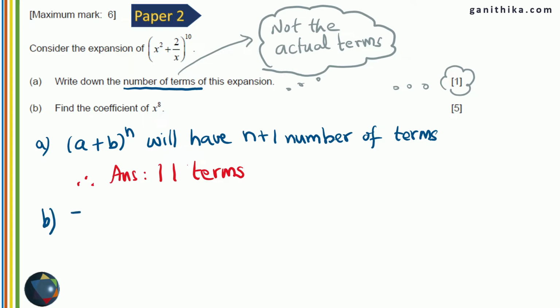Going to question B, coefficient of x to the power of 8. So, we will use the general term nCr a to the power of n minus r, b to the power of r.